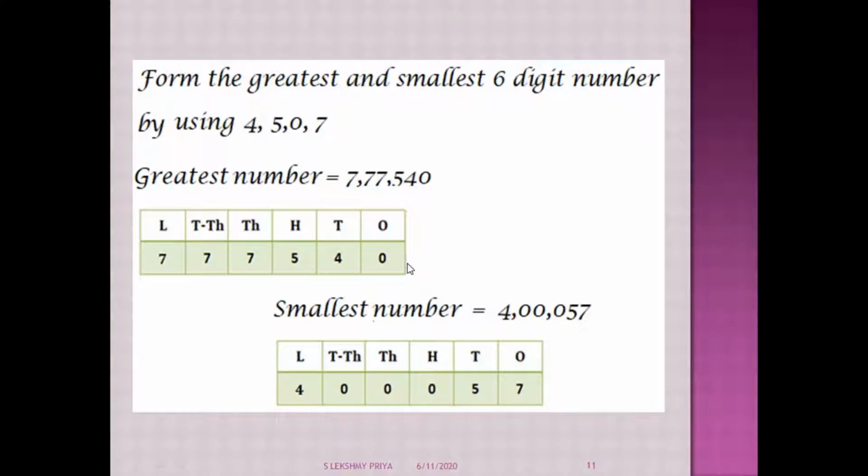Now to form the smallest number, a very small difference is here. What was the difference? As usual we should start with the greatest digit in the ones place. Here the greatest digit is 7, which we wrote in the ones place. The next number, 5, in the tens place. Then 2 more digits are there, right? One digit is 0, another digit is 4. 0 is there, so we cannot write 0 in the lakhs place. So which digit should we write? We should write the digit 4 in the lakhs place.